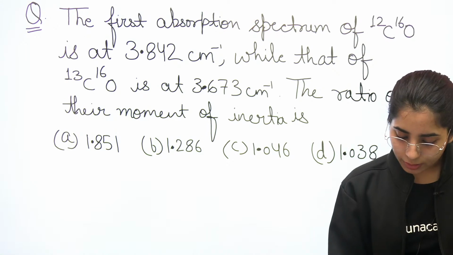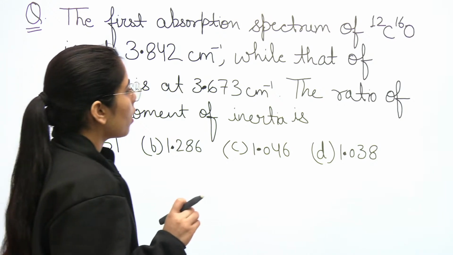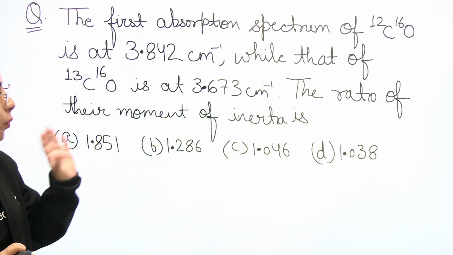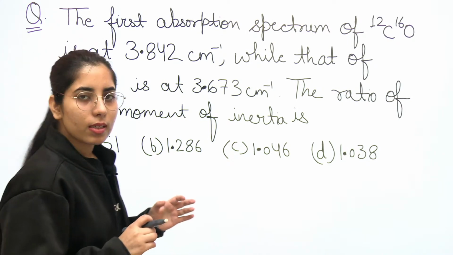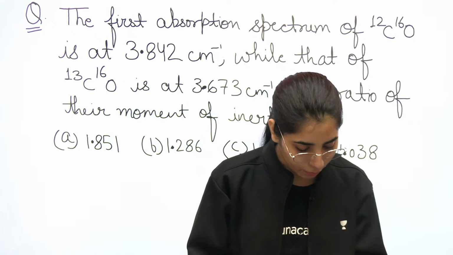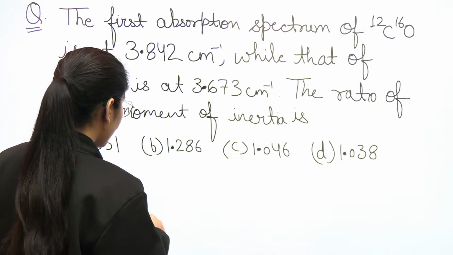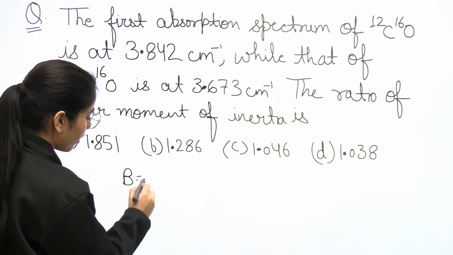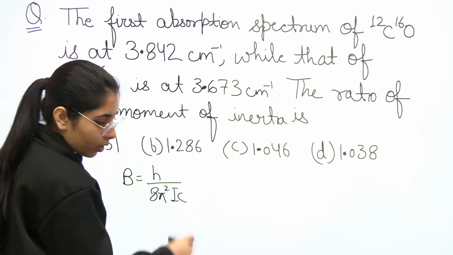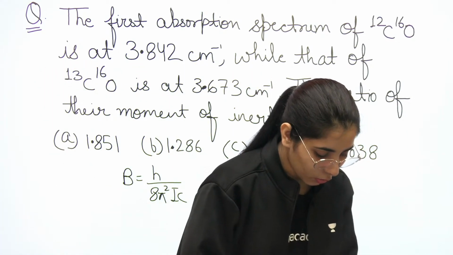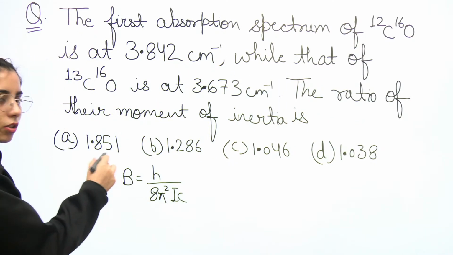So guys, let's quickly talk about this one. If I talk about the steps you have to take, first of all, you want to get the ratio of moment of inertia. In this case, there is a constant B we are going to have, which is related to moment of inertia. What is the value of B? B is equal to h upon 8 pi square Ic. This is the relation we have with the moment of inertia, that is how this constant B is related.